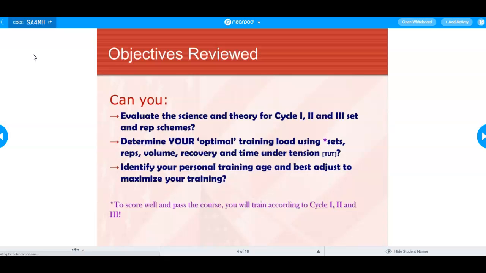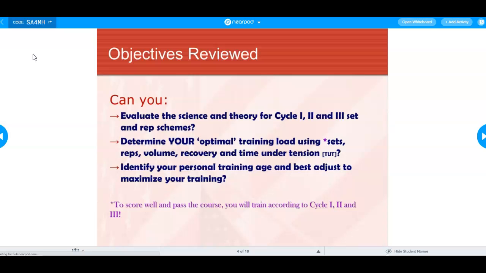the science behind the set and rep schemes that I have created for the class, can you evaluate the science and theory for cycle 1, 2, and 3 and the rep schemes that go along with that? Determine your optimal training load using sets, reps, volume, recovery, and time under tension.